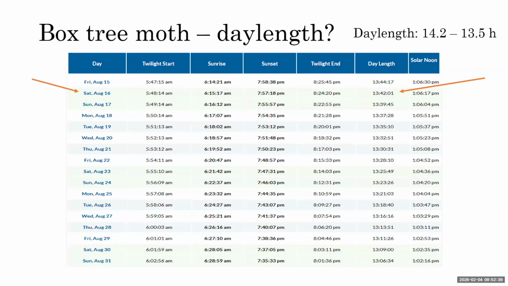So if it's occurring in August, we may not have 3 generations because by the end of August, we've got 13 hours, 6 minutes of daylight. So they should start forming that hibernacula at that point if daylight is truly the driver of what the moth does over the winter.